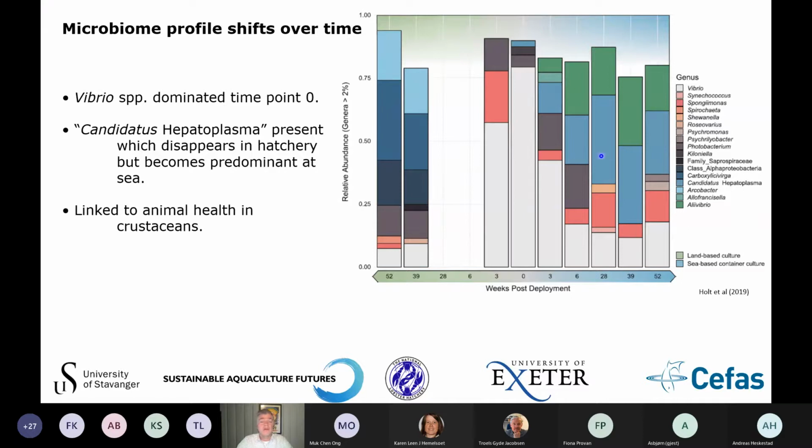And you can see that certain microbes, like in green and this blue color, are more prominent over time. And interestingly, this one in the blue color is an organism called Candidatus Hepatoplasma, which becomes quite a large fraction of the animals living at sea. And from previous research, it's been shown that there's a positive correlation with health in crustaceans if this bacterium is present.